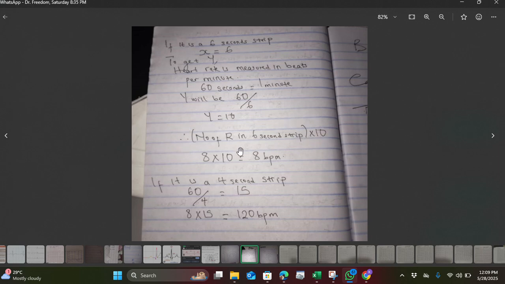It is the number of R waves in a 6-second strip times what? 60 divided by that 6-second strip. That's 60 divided by 6. That is 10. The number of R waves 8 times 10. Sorry, I made a mistake here. It's supposed to be 80 beats per minute. This one now, 120 beats per minute.